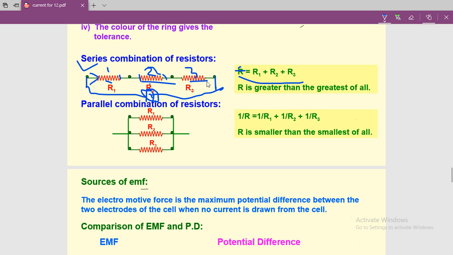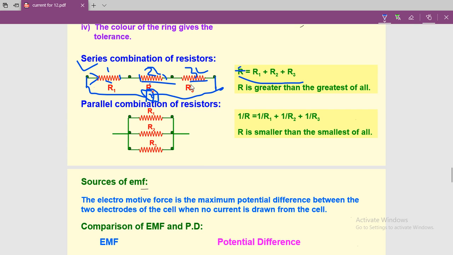Now there is one important point: in series combination, the value of the equivalent resistance, R equal to R1 plus R2 plus R3, is always greater than the greatest one. You can see in this example R3 is the greatest, that is 3 ohm, but the value of R is 6 ohm. It means R is greater than R1, R is greater than R2, and R is greater than R3.